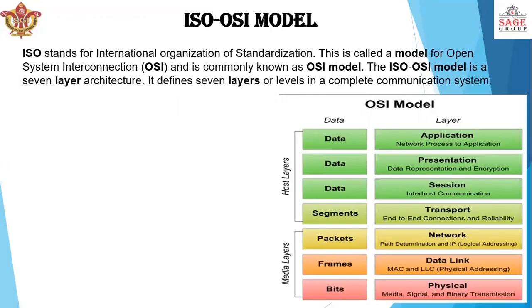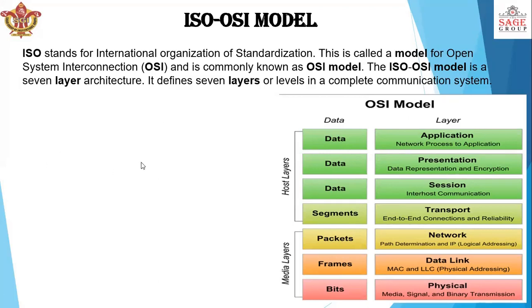ISO and OSI model. ISO stands for International Organization for Standardization, and this is a model for Open System Interconnection, commonly known as the OSI model. The ISO OSI model is a 7-layer architecture. It defines 7 layers or levels in a complete communication system.